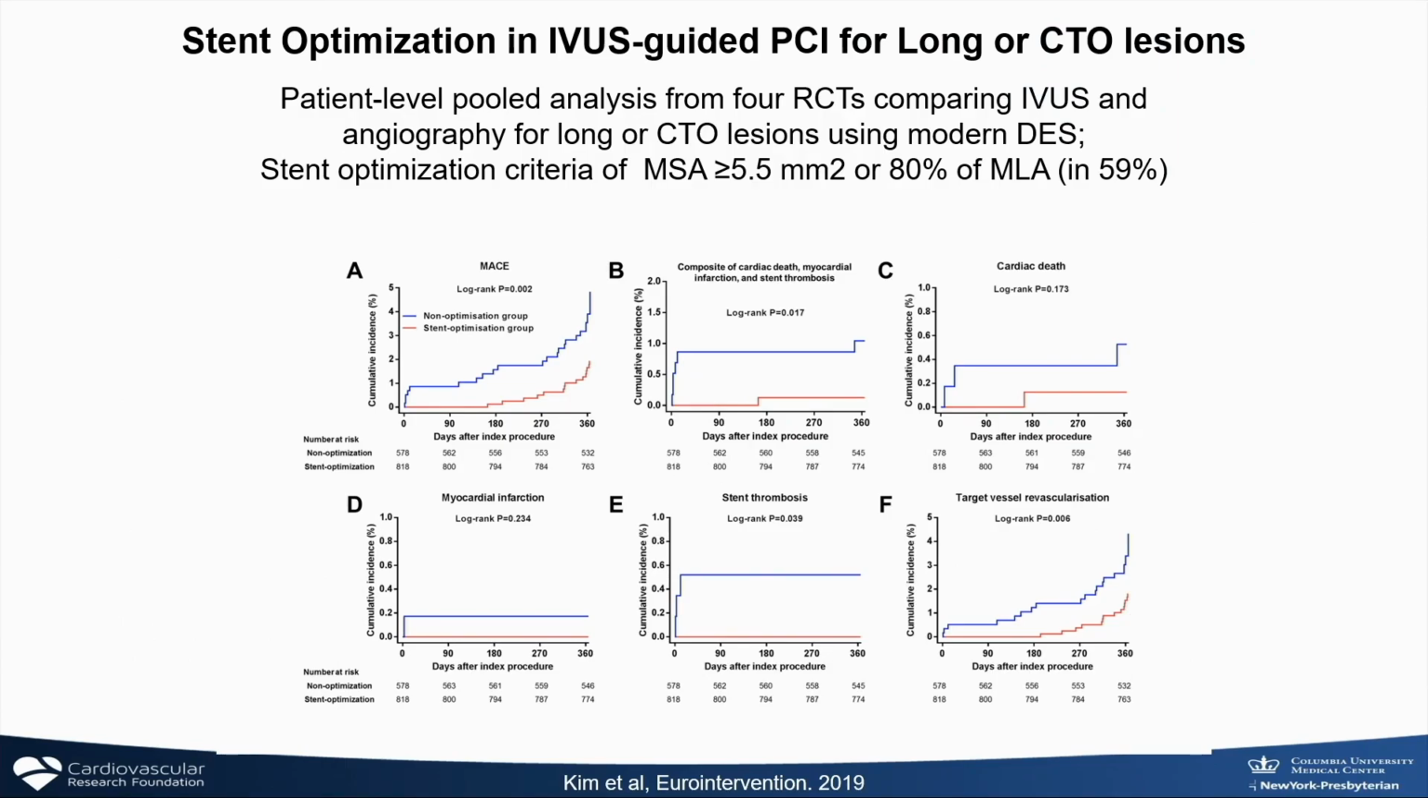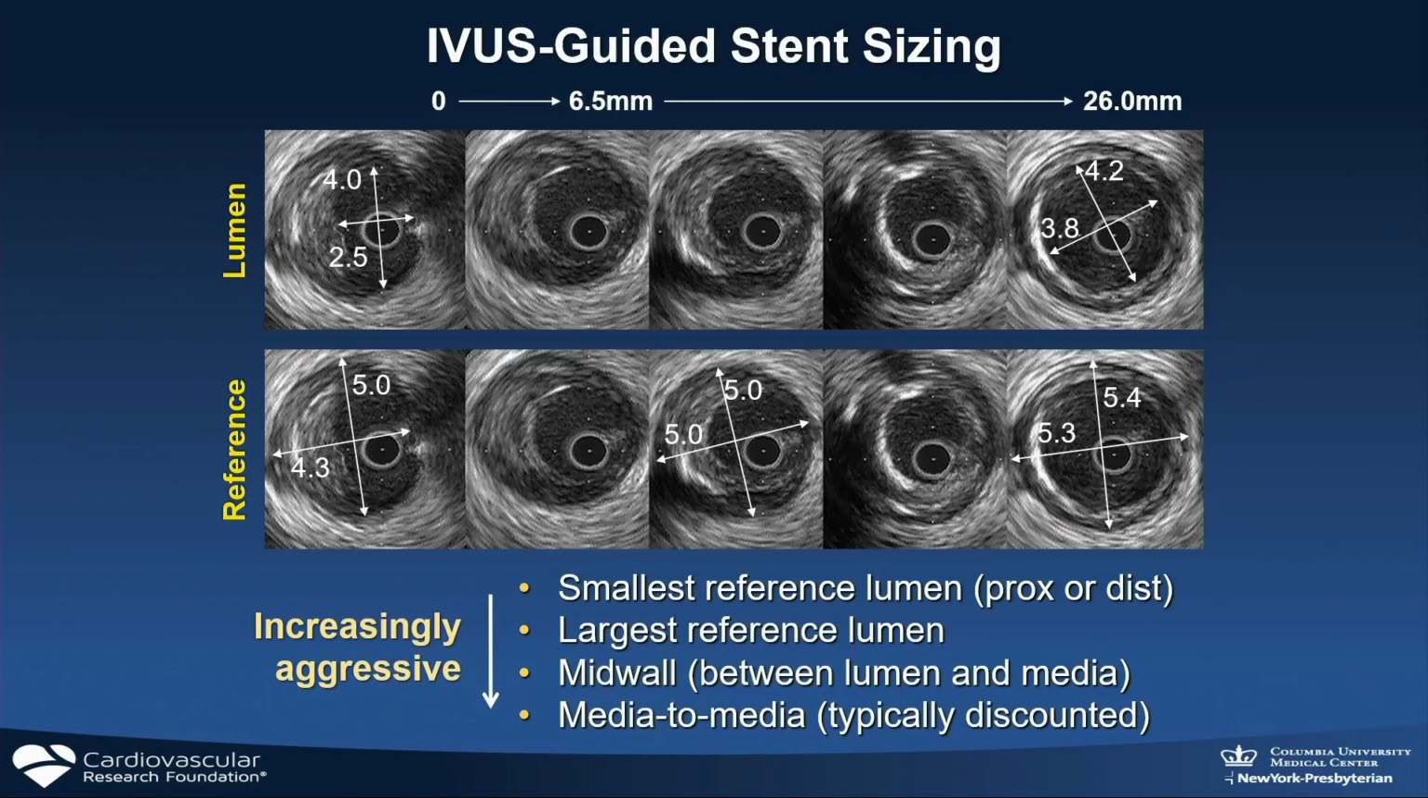I'll just start off with one slide on the data for IVUS-guided PCI in CTO lesions, long lesions. This is a pool level analysis, 4 trials showing reductions in adverse cardiovascular events, specifically stent thrombosis, TVR. This is the reason to use imaging. It's these complex cases, and we can really benefit our patients this way. We feel strongly that this is the way that these cases ought to be done.